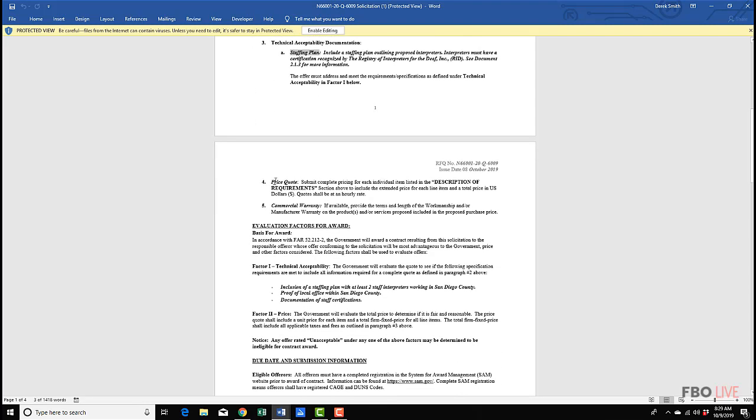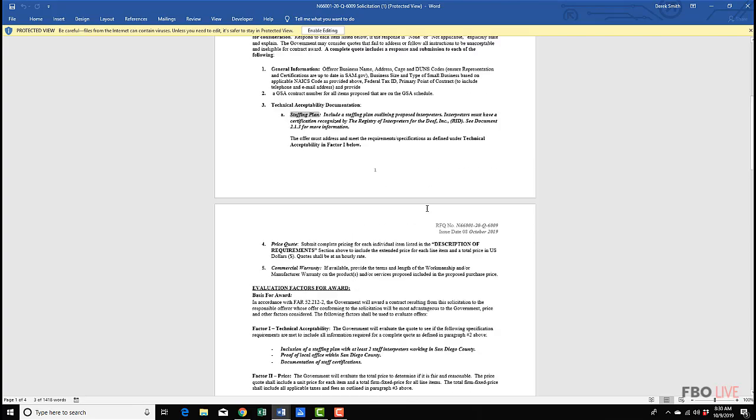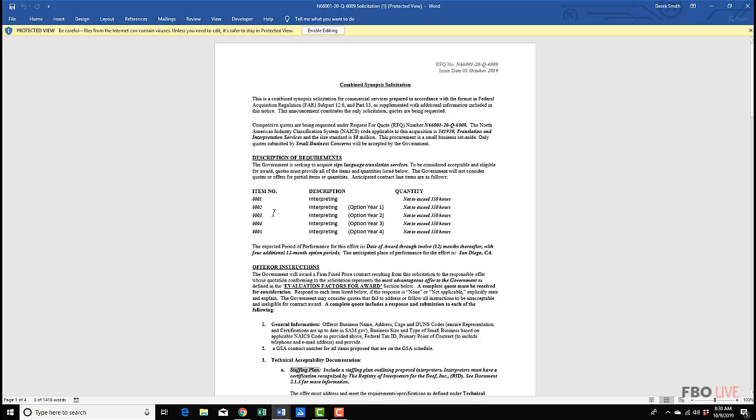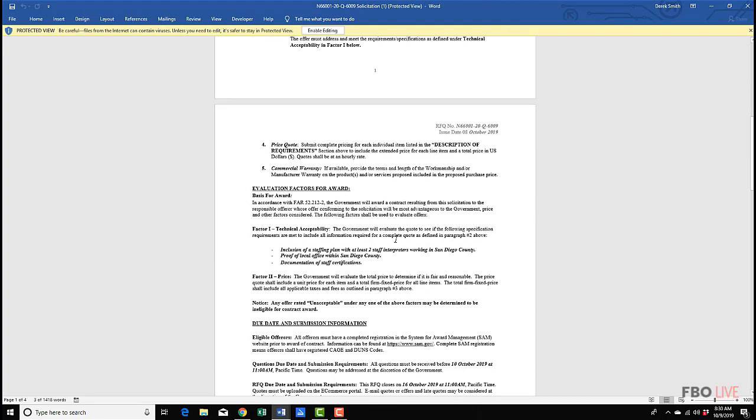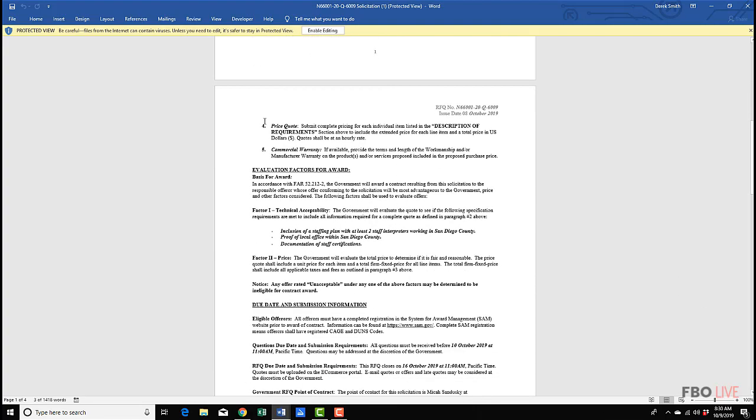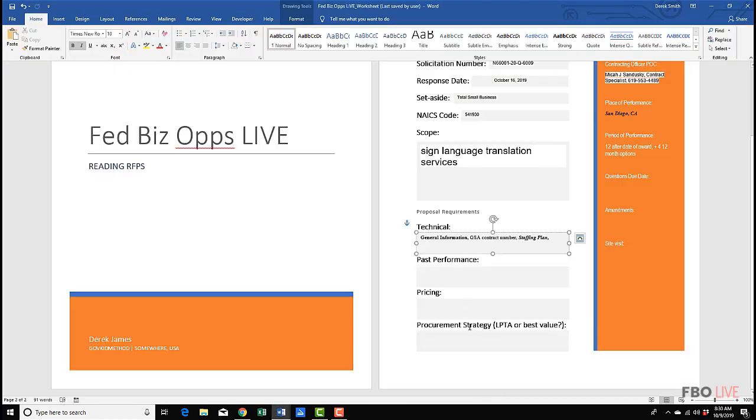Number 4, price quote. Submit complete pricing for each individual line item under the description of requirements. And again, those were just the base plus 4 years, and they want a firm fixed price. So there's not a whole lot of detail there. We can go ahead and, I guess I'll add that to our pricing component in our worksheet. Description of requirements, base plus 4, firm fixed price.